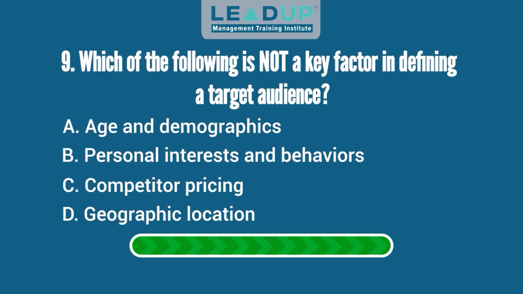Question 9. Which of the following is not a key factor in defining a target audience? A. Age and demographics. B. Personal interests and behaviors. C. Competitor pricing. And D. Geographic location. Answer: competitor pricing.